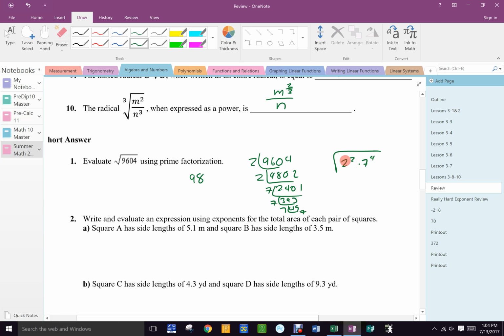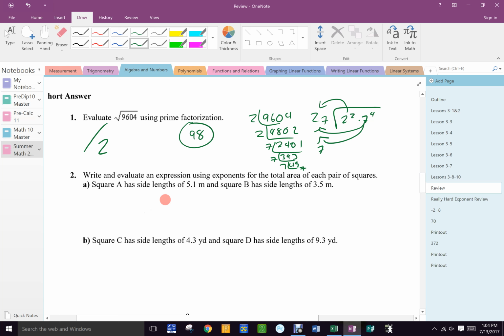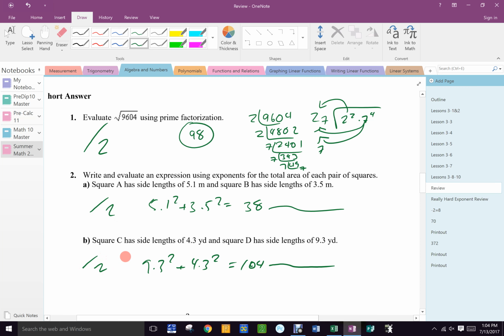Looking for groups of 2. Out comes a 2, out comes a 7, out comes another 7. 7 times 7 is 49, times 2 is 98. These are all out of 2 marks. This is 5.1 squared plus 3.5 squared to get 38 blah, I don't remember. This is 9.3 squared plus 4.3 squared to get 104 blah, I don't remember. 2 marks each.